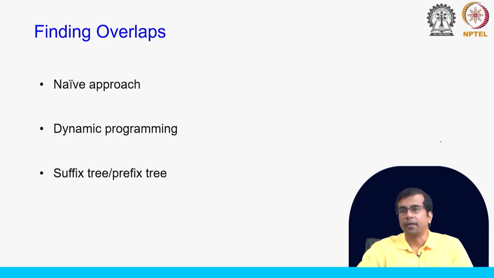The third approach that you can take is maybe a suffix tree or a prefix tree. You remember we built suffix trees in earlier classes, and we can utilize those structures to find matches between two reads. If you remember, when we are looking for overlaps, we are looking for overlaps between the suffix of a read with the prefix of another read.